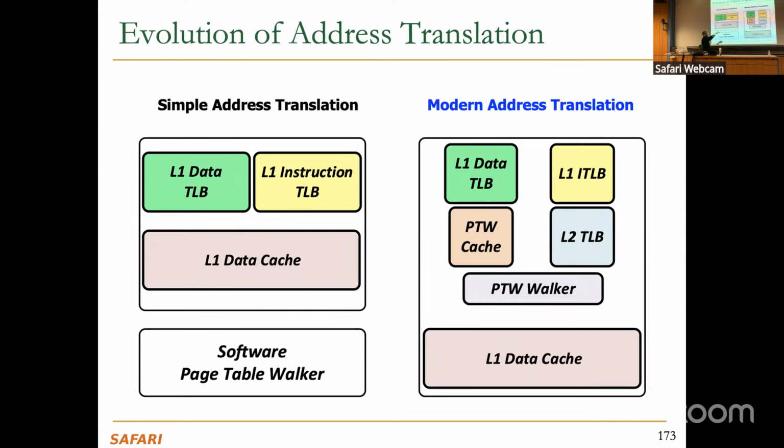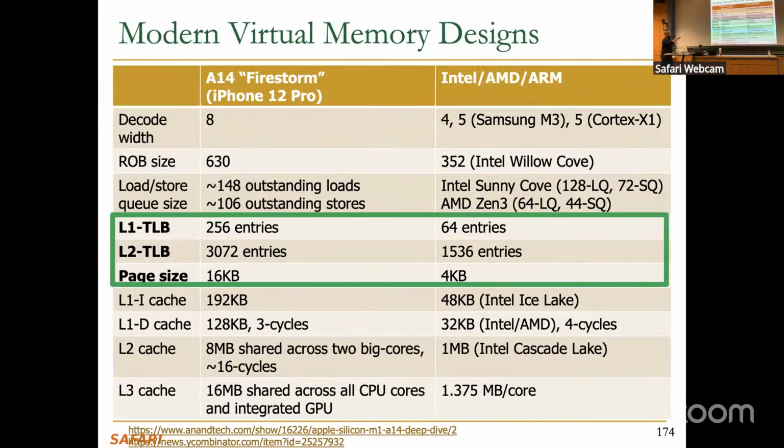An L1 data TLB, L1 instruction TLB, a page table walk cache, as we discussed, an L2 TLB, the page table walker, and it's becoming a lot more boosted because we have very large workloads which stress it with very large data sets. As you can see in modern virtual memory designs, such as the iPhone 12 Pro and Intel server processors, we have L2 TLB sizes from 1.5 kilo entries up to 3K entries, and different page size design decisions. For example, Apple is using a 16 kilobyte page size, while Intel, AMD, and ARM are using a 4 kilobyte or more pages, basically.